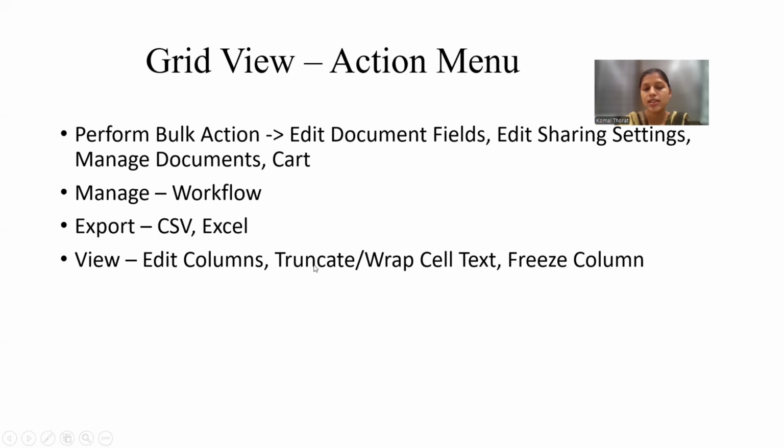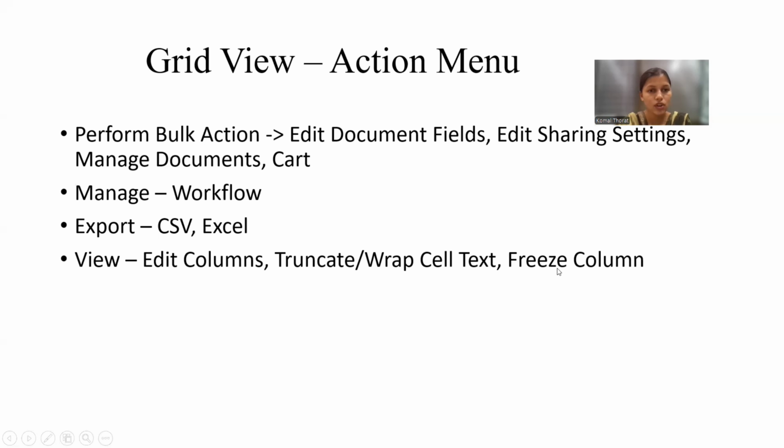There, one more functionality is truncate cell text. Under the view section, in the action menu itself, you have truncate cell text. For example, there is a long document name with many characters. At that time, if you want to truncate that cell text, you can select truncate cell text, and it will show only as many characters as the size of that column. And after, if you want to reset that functionality, you can select wrap text. This works like a toggle action.